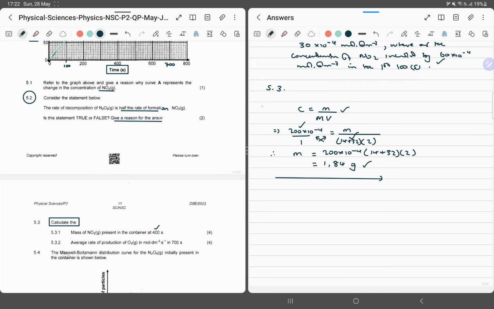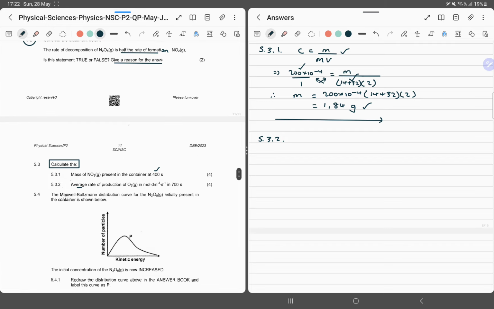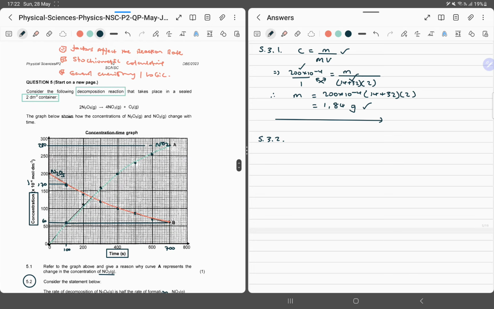So we've got here 5.3.1. So let's say 5.3.2. It says now the average production of oxygen in mole per decimeter cubed per second, in the 700 seconds. So basically here we can use the formula to compare the two, because this can only happen in principle or theoretically, because we don't have any other tool that we can use. So 700 seconds, we're looking at 280. Okay, so that's fine.